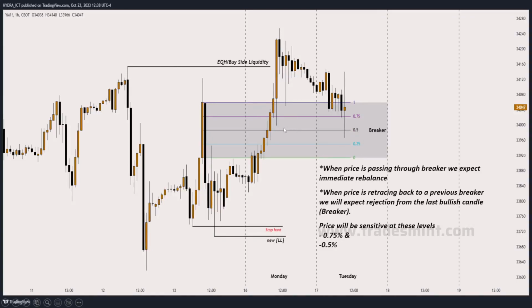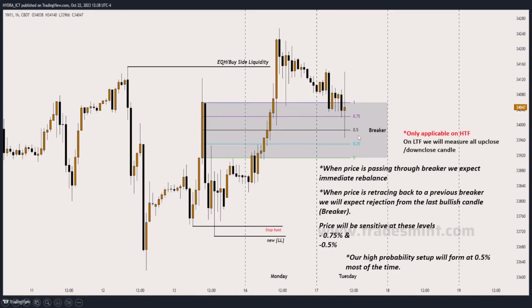Okay, so now you guys know that when price is retracing back to an old breaker, how to trade from it. We'll measure it, then we will wait for price to get sensitive at these levels. Our high probability setup will form at 0.5 most of the time. Most of the time you will see price getting back to the discount level according to the measurement of this last bullish candle, and this is where we will wait for price to form a breaker. But sometimes, when it's trading inside here at 0.75, it also does form a breaker, but our high probability is 0.5.